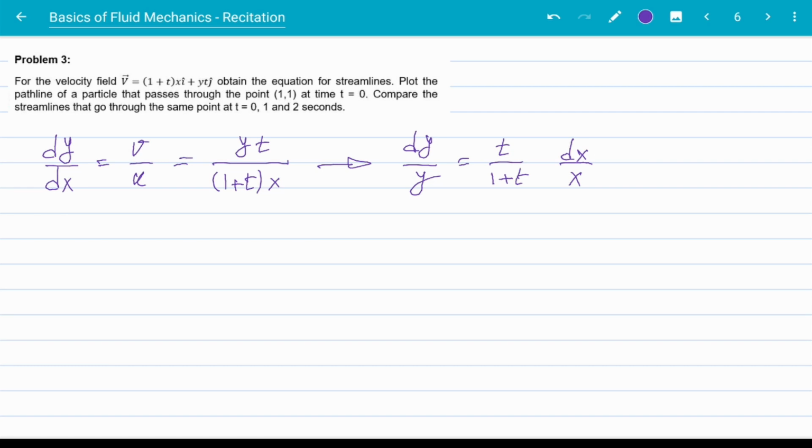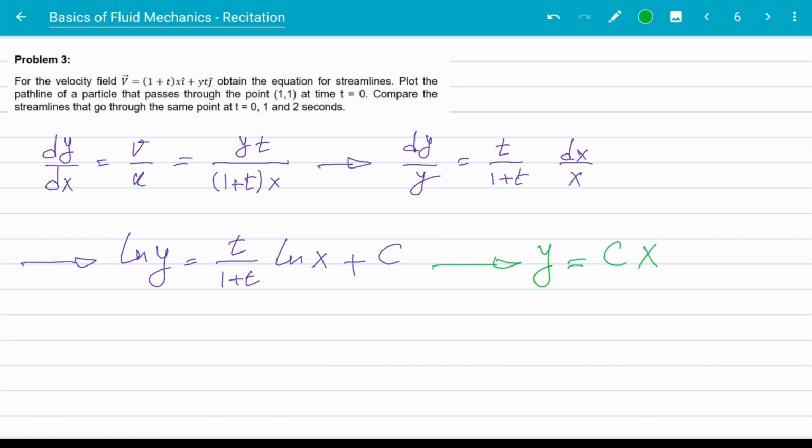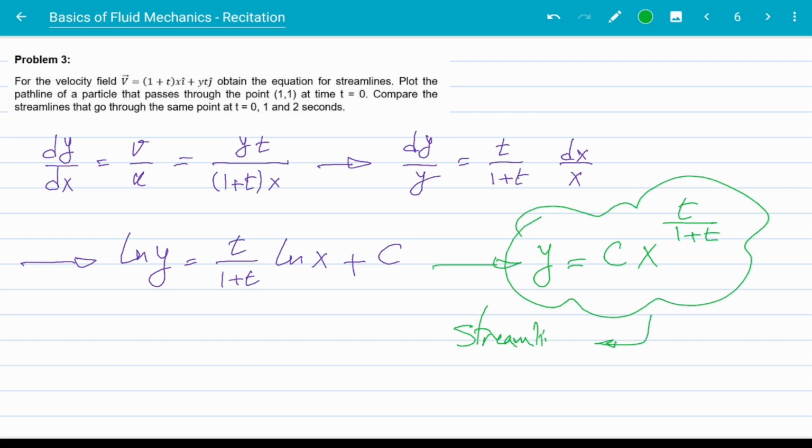Now I can make the integral. If I do, I get natural log of y is t over 1 plus t natural log of x plus, of course, the integral constant. Playing with this equation the same way that we played with the equation in problem 1, I get that y is constant c times x to the power of t over 1 plus t. So this is the equation for the streamline. Again, by changing the value of c, you can find the streamlines at any given time.